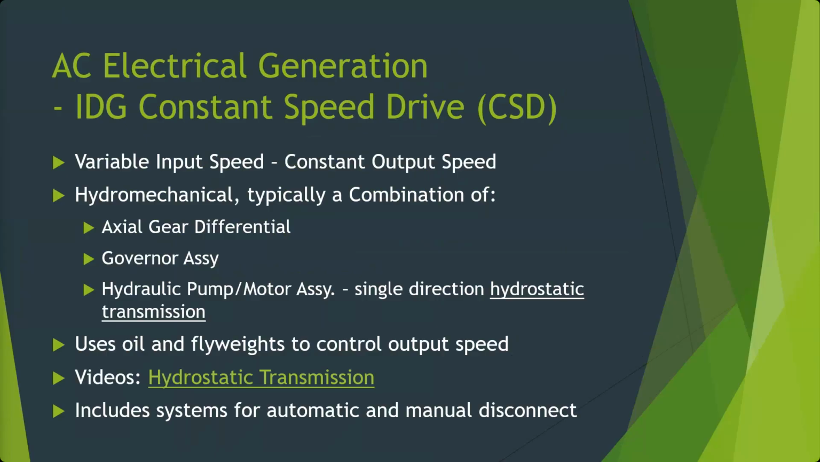Or consequently, if the RPM going in increases, we can drop the fluid flow, the volume of fluid, and that's going to slow down the output. Or if the RPM decreases, we can increase the amount of fluid being pumped with each rotation, and that's going to increase the output RPM. So we change the flow rate in an inverse fashion to the RPM to keep the output stable, and it's doing that with oil and flyweights. So I've got a video here, and we can see how one of these things operates.